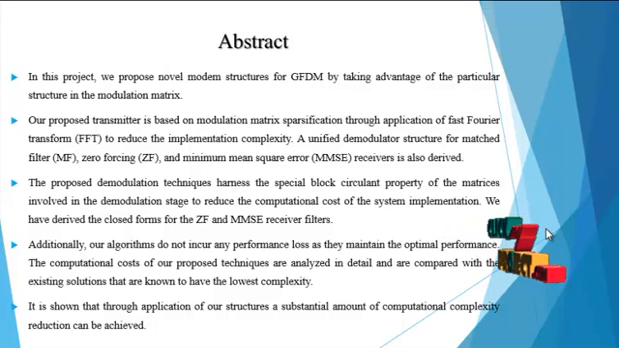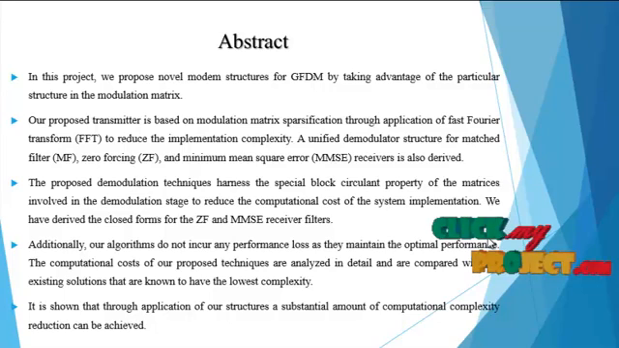In this project we propose a novel modem structure for GFDM by taking advantage of the particular structure in the modulation matrix. In our proposed method, the transmitter is based on the modulation matrix, through application of the FFT, that is the fast Fourier transform, to reduce the implementation complexity. A unified demodulation structure is derived for the matched filter, that is MF, zero forcing, that is ZF, and minimum mean square error, that is MMSE.